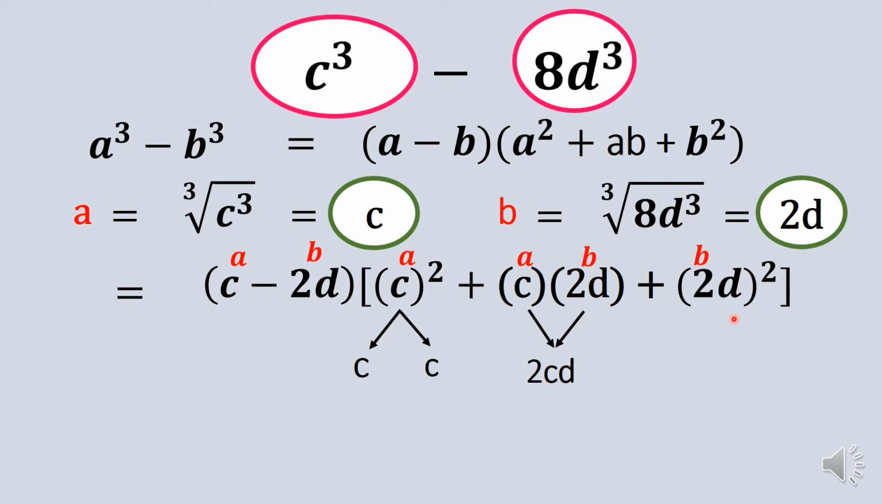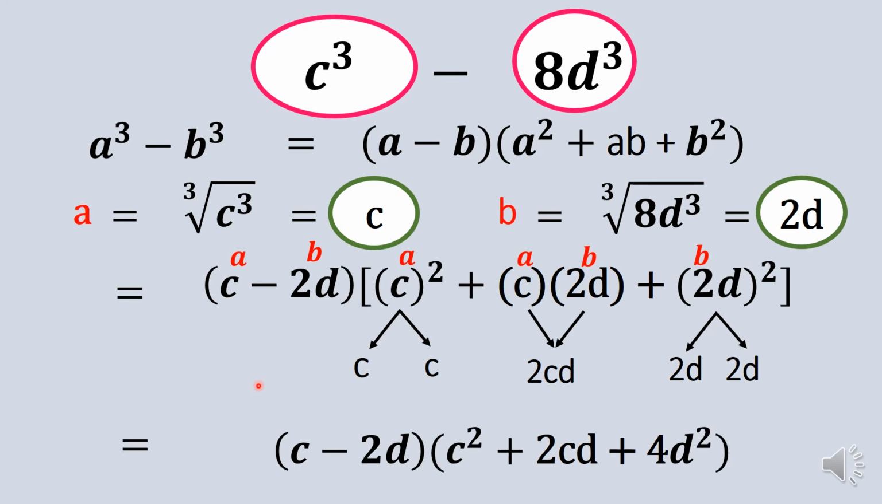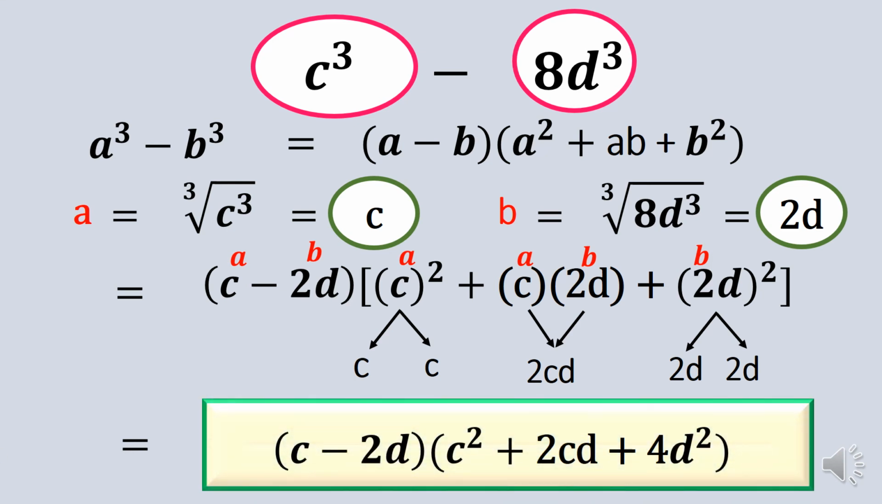And then for the last term, you have quantity 2d squared, so you have that as 2d times 2d. And then simplify now, so copy lang po itong part na ito, so you have quantity c minus 2d. Then simplify this one, you have c times c is c squared. And then bring down plus, copy 2cd, and then bring down plus, then multiply this one. So you have 2 times 2 is 4, then d times d is d squared. Okay, so therefore, this is now our final answer.